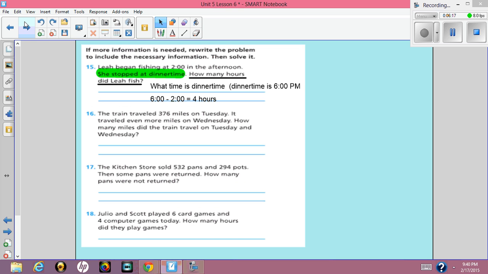Here's another one. If more information is needed, rewrite the problem to include the necessary information, then solve it. So number 15 says Leah began fishing at 2 o'clock in the afternoon. That would be 2 o'clock p.m. She stopped at dinner time. How many hours did Leah fish? Well, what is dinner time? Is dinner time 4 o'clock, 5 o'clock, 6 o'clock? Well, we determined that dinner time was 6 o'clock. So if dinner time is 6 o'clock, subtract 2 o'clock is 4 hours. Were we able to solve the problem by determining what time dinner time is?